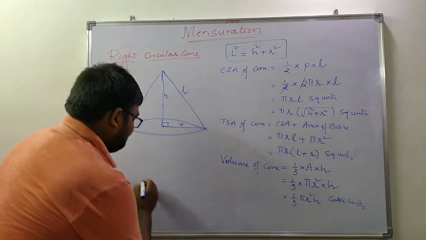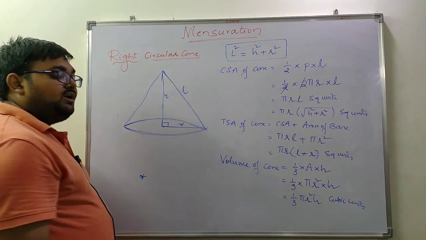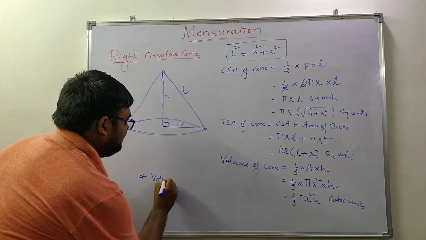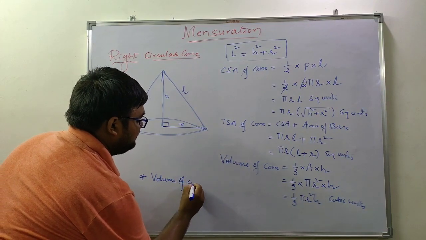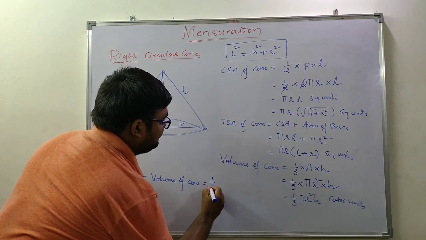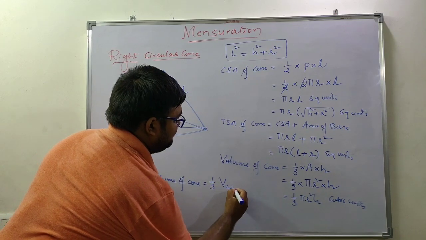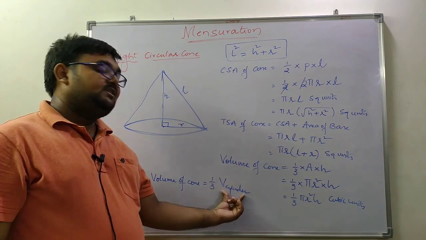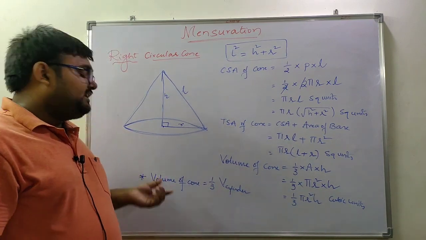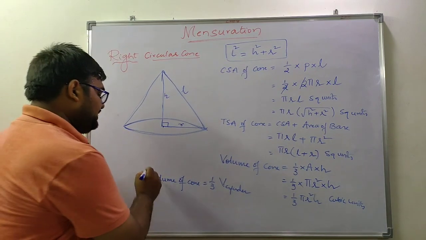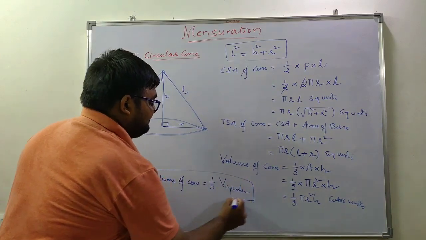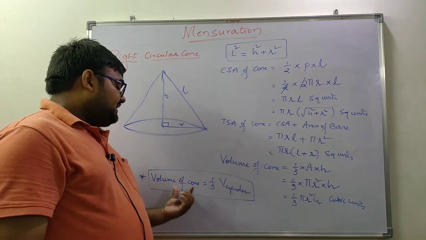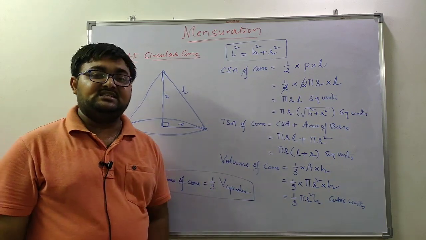So from this one particular point, what we can say is volume of cone is equal to 1/3 of volume of cylinder, or otherwise, volume of cylinder is equal to 3 times the volume of cone. So this relation sometimes we are going to use while solving the problems which contain cylinder as well as cone.